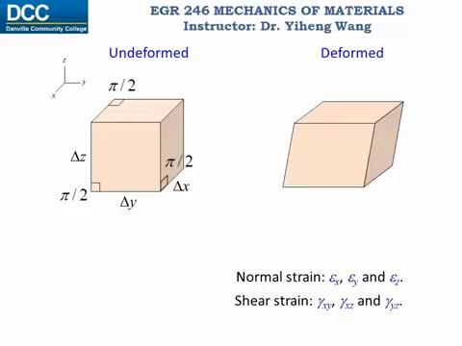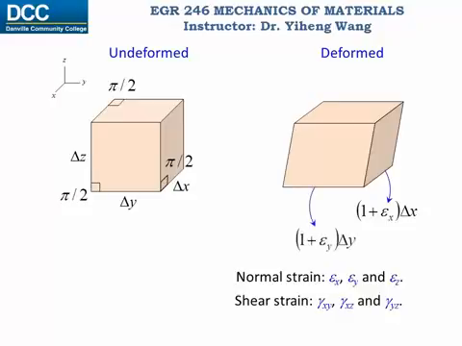The deformation of this particle can also be fully characterized by 6 strain components, 3 normal strains, epsilon x, y, and z that describe the size change along the x, y, and z axis respectively, and 3 shear strains, gamma xy, gamma xz, and gamma yz that describe the angle change within the xy plane, xz plane, and yz plane respectively. Therefore, after deformation, this element will have new size 1 plus epsilon x multiplied by the original length delta x for the length along the x direction.